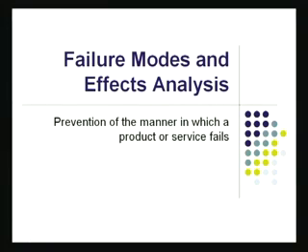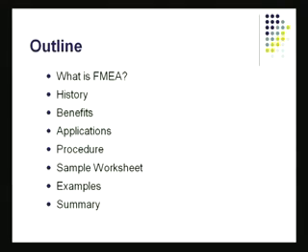These could be finished products, or these could be, for example, a process. So this is quite often utilized right at the design stage. Right at the design stage itself, you'd like to do FMEA to make sure you can take all those preventive steps to look at the manner in which a product or service may fail. The outline of our talk is going to be what is FMEA, a little bit about the history of it, what are the benefits, what will be the applications of FMEA.